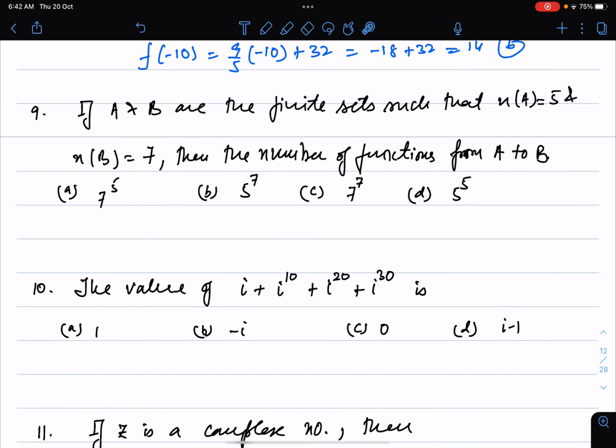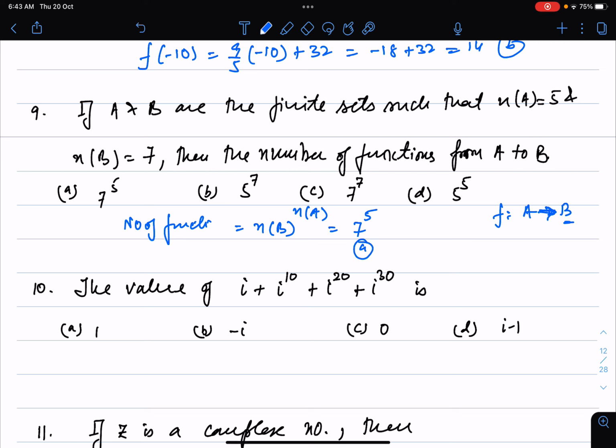और f क्या दिया हुआ है, A से B. तो जहाँ पर A से B, तो B पर जा रहा है, तो B के नंबर ऑफ एलिमेंट्स नीचे रहते हैं, n(B) raised to the power n(A). That is 7 raised to the power, what is n(A)? That is 5. So the option is A. You can remember like this also. Remember this formula, this is made by me only. Beggar raised to the power biscuit.